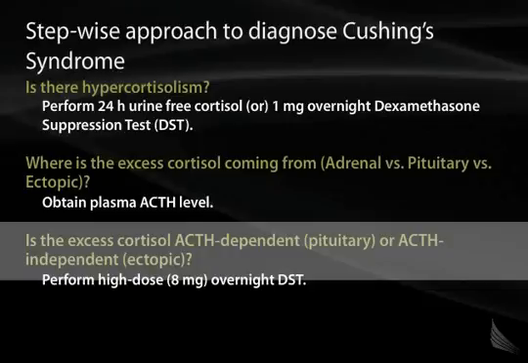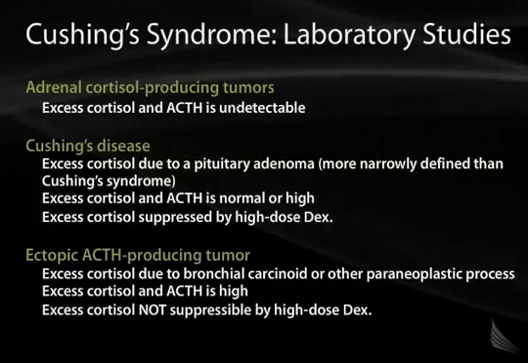So if the source of the excess cortisol is in fact coming from the pituitary, then the high dexamethasone dose should be able to suppress the HPA axis and should suppress plasma cortisol. And if it does that, then the cause is a pituitary adenoma. But if on the other hand, a high dose dexamethasone is not able to suppress, even with using a high dose of dexamethasone, then the cause is an ectopic source.